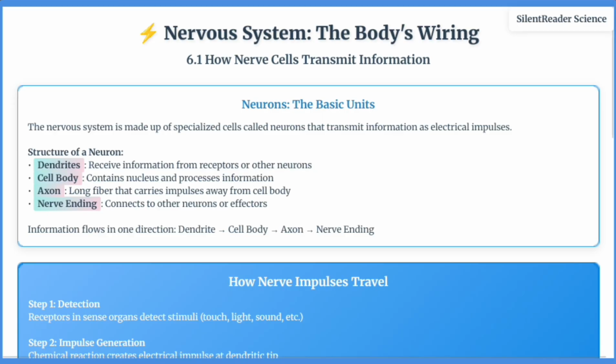When receptors in our sense organs detect stimuli like touch, light, or sound, they generate electrical impulses that travel along neurons. At the junctions between neurons called synapses, the electrical signal is converted to chemical signals that cross the gap and trigger new electrical impulses in the next neuron. Sensory neurons carry information from receptors to the central nervous system, while motor neurons carry commands from the central nervous system to muscles and glands. This intricate network allows rapid communication throughout the body, enabling quick responses to environmental changes.